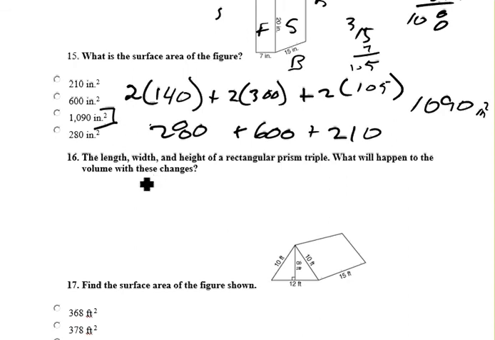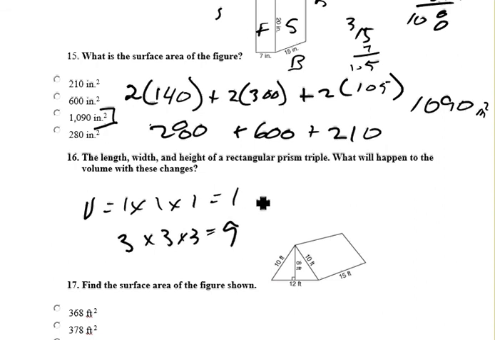Okay, the length, width, and height of a rectangular prism triple. What'll happen to the volume? Well, volume for a rectangular prism is just those 3 multiplied together, and if they were all 1 by 1 by 1, the volume would be 1. If they increased by 3, they'd be 3 by 3 by 3, and the volume would be 27. Going from 1 to 27 is 27 times. All right, you good with that?